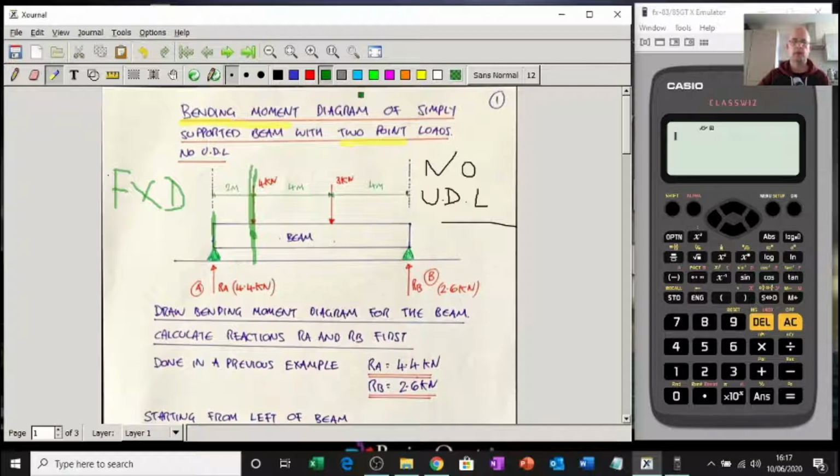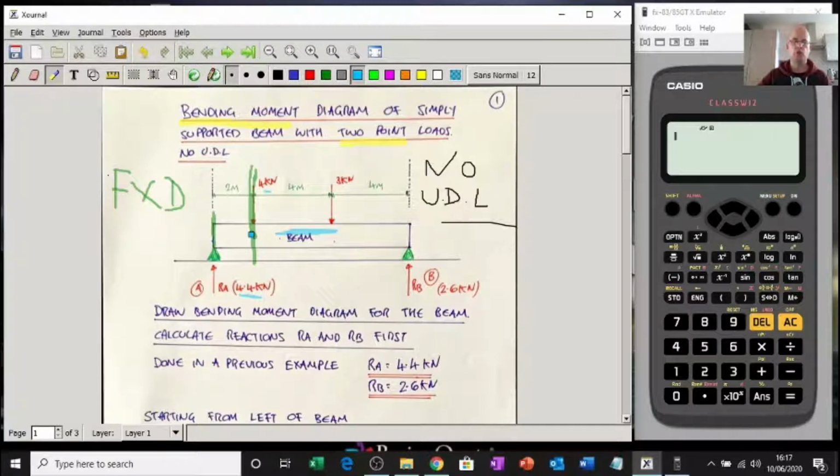Forget what I see along here. Ignore what I see along here. Ignore this. It's just what I can see here. So force times distance: I can see this force, and I'm now 2 meters away from it. I can see this 4, but I'm directly below it, so there's no moment produced by that 4 because it's pushing on the point.